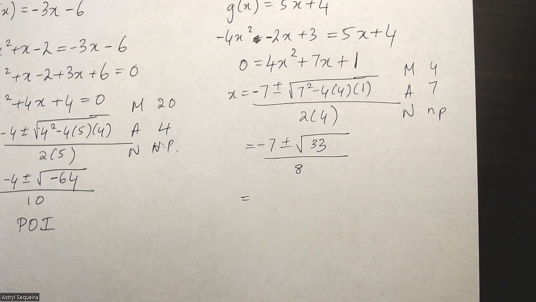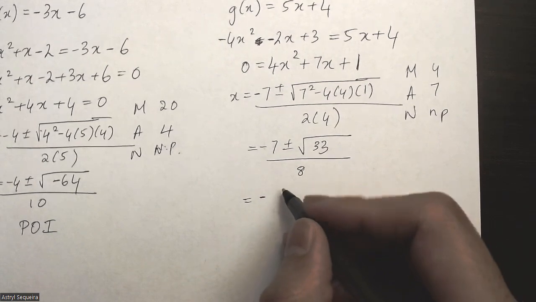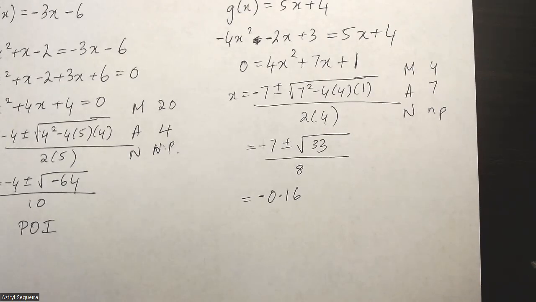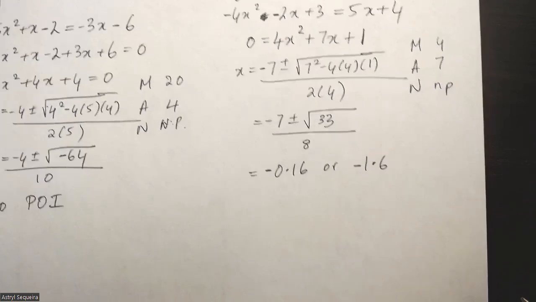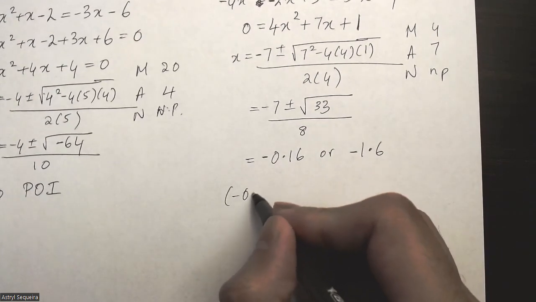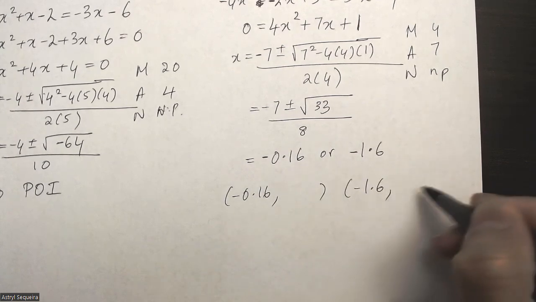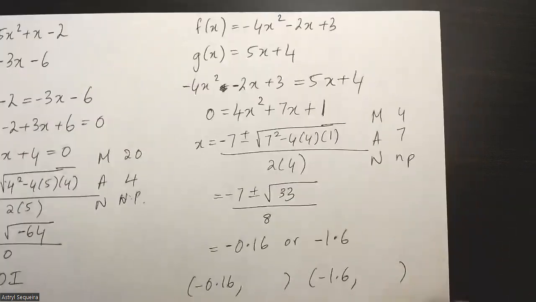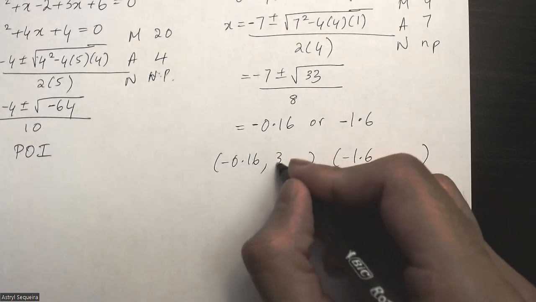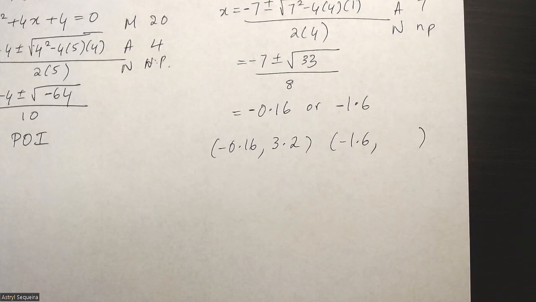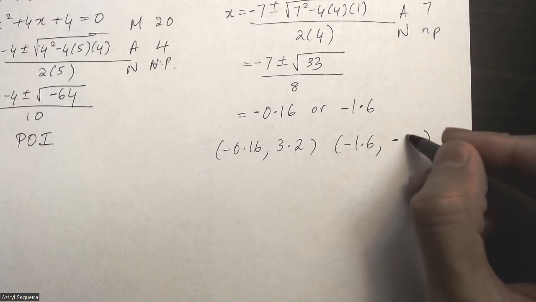Negative 7 plus root 33 divided by 8 is approximately negative 0.16, to 2 decimal places, just because the number is much smaller. And then if I do the minus, I'll get negative 1.6 rounded to 1 decimal place. Find the y values over here. I'll just sub them back into the linear equation. So I'll sub it back into 5x plus 4. So 5 times negative 0.16 plus 4 is just 3.2. And 5 times negative 1.6 plus 4 is approximately negative 4.